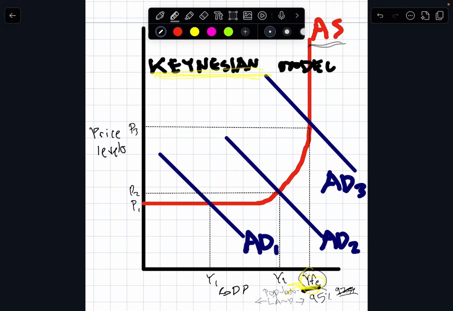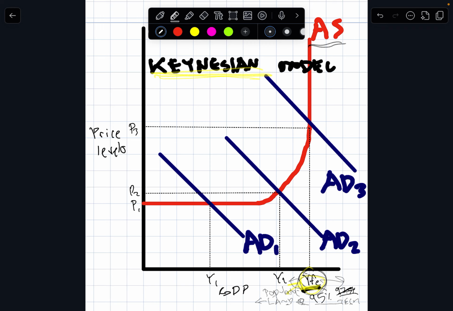We have things like technology. I'm running out of space here. Put a little arrow there. We got things like tech. We got things like capital stock. A variety of things can impact YFE to the left or the right. And that is the same with classical and Keynesian.